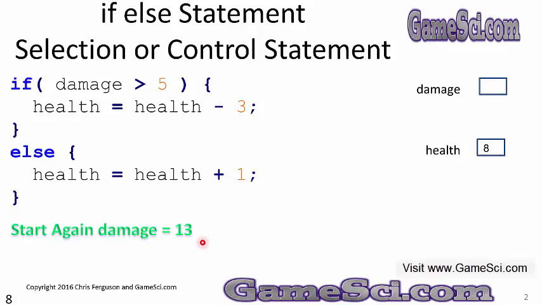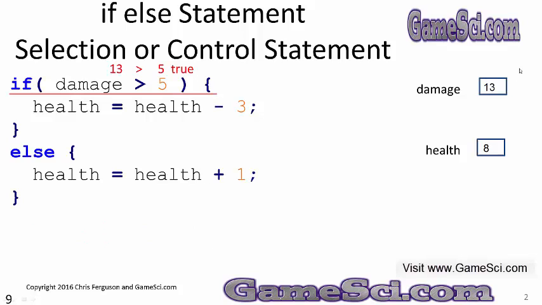Let's try it again. Set damage equal to 13 this time and trace the code when a larger number is in the damage variable. So damage is set to 13. Our health still retains its previous value of 8. 13 greater than 5 is very much a true statement. As a true statement, it does what we would expect. It executes the if portion.